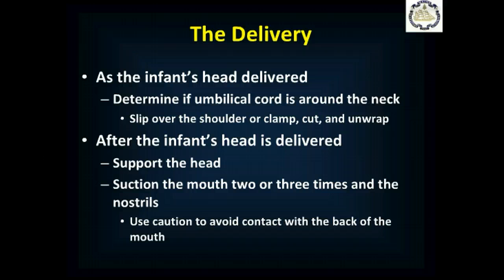Once the head is delivered, put your fingers around the neck and make sure the umbilical cord isn't wrapped around the neck. If it is, you need to slip it off if you can, and if you can't, you need to clamp it and cut it and then unwrap it. Once the head is delivered, support it. You'll have a bulb suction, ideally. You want to suction the mouth 2 or 3 times and suction the nostrils. Try not to hit the back of the mouth. You don't want to cause the baby to gag or vomit.